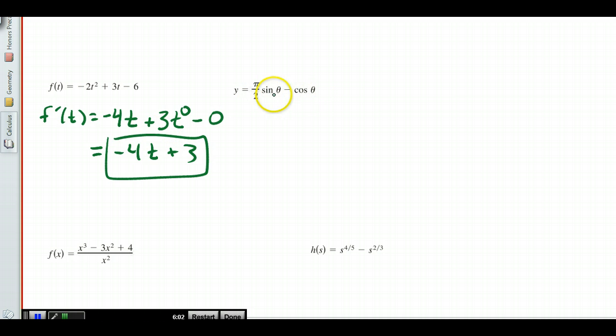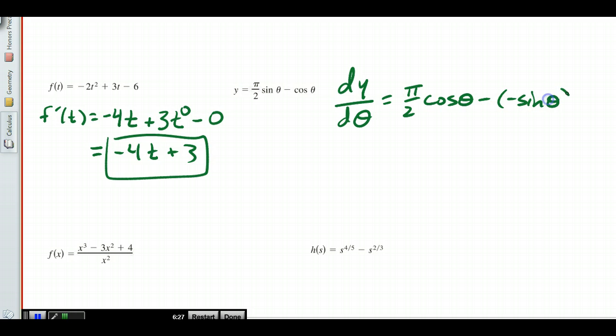Okay, what if y equals pi over 2 sine theta minus cosine theta? dy d theta, you notice I'm using the d theta because my independent variable is theta now. dy d theta is pi over 2 times the derivative of sine, which is cosine, minus the derivative of cosine, which is negative sine. And we get pi over 2 cosine theta plus sine theta.